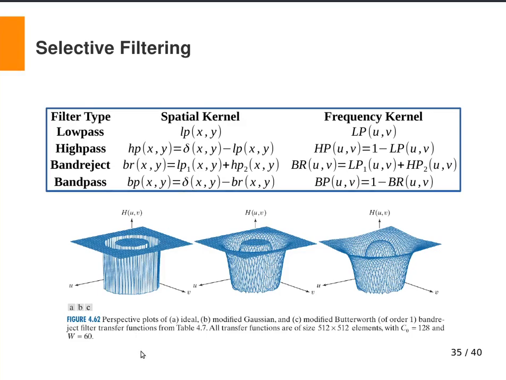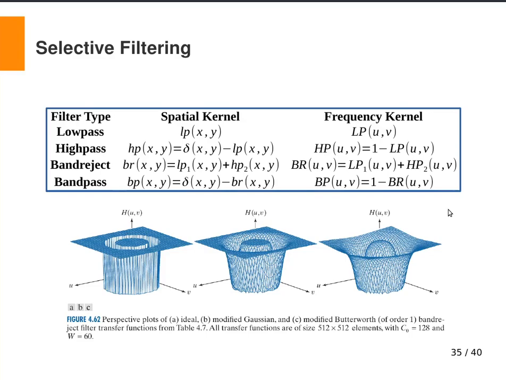Here you see perspective plots of an ideal, a modified Gaussian, and a modified Butterworth filter of order 1, and all of these are band reject filters. The reason that we use the modified term here is that if we just simply calculate these arithmetic operators, we never get to zero, in some of the cases, especially when we are working with a Gaussian or Butterworth filter.